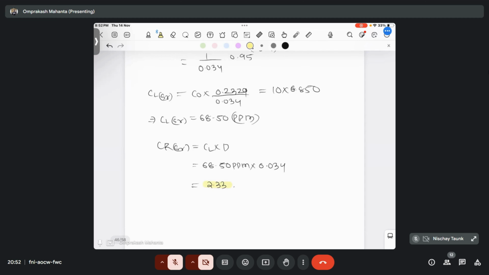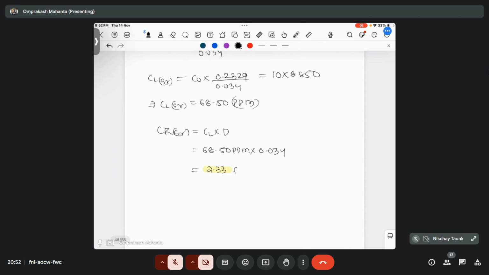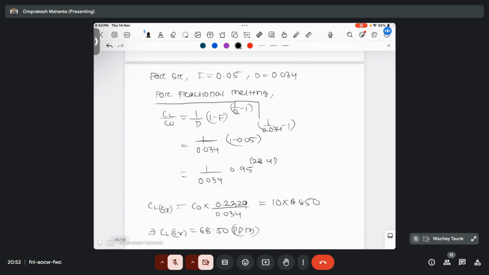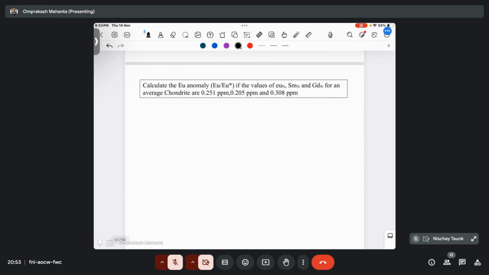So remember that for fractional melting, the formula is Cl by C0 equals 1 by D into 1 by F to the power 1 by D minus 1. Okay, this is the formula. Let's move to the next one.